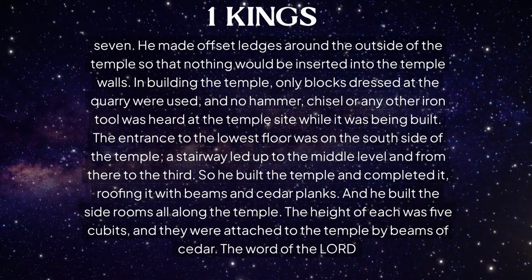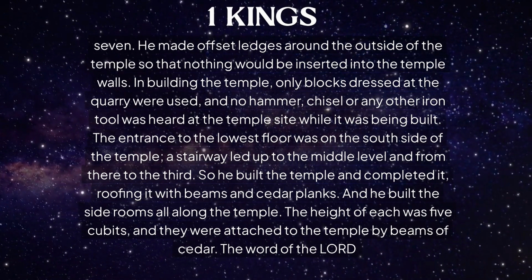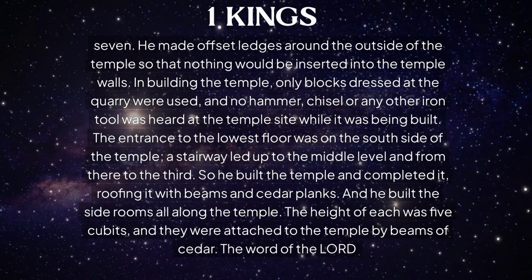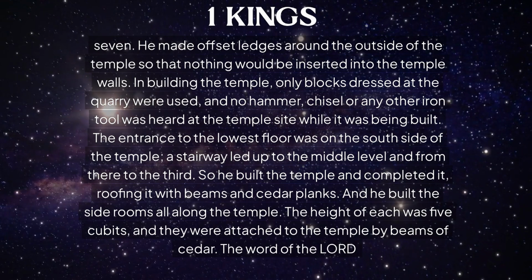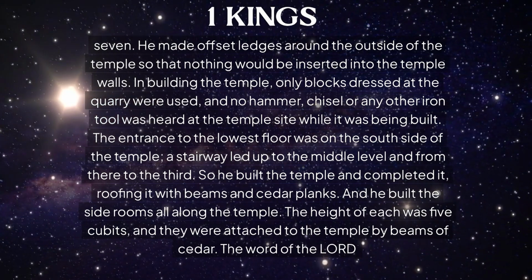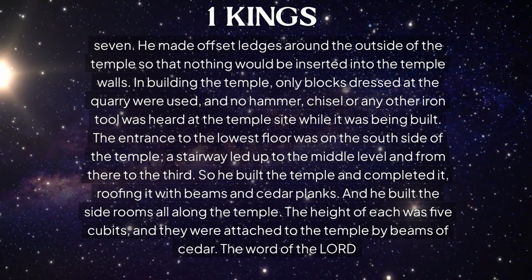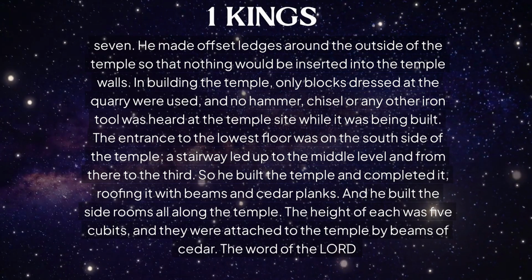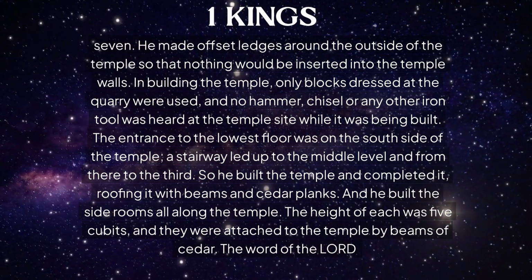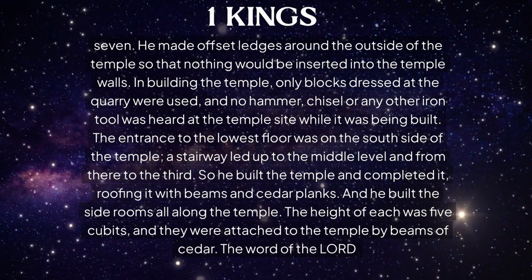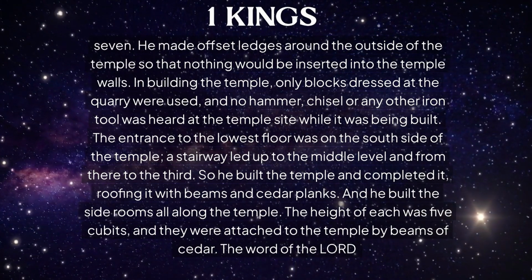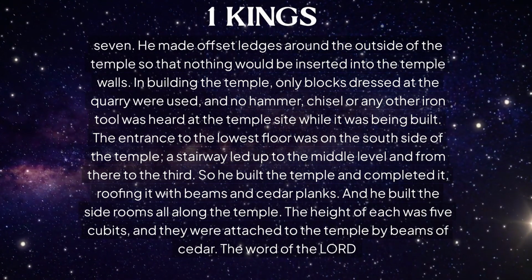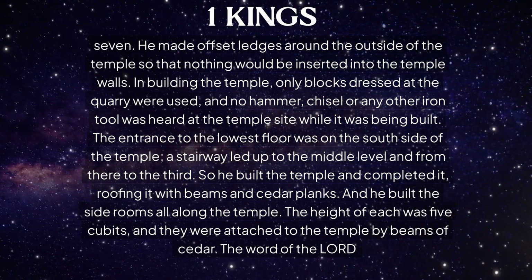In building the temple, only blocks dressed at the quarry were used, and no hammer, chisel or any other iron tool was heard at the temple site while it was being built. The entrance to the lowest floor was on the south side of the temple, a stairway led up to the middle level and from there to the third. So he built the temple and completed it, roofing it with beams and cedar planks. And he built the side rooms all along the temple. The height of each was 5 cubits, and they were attached to the temple by beams of cedar.